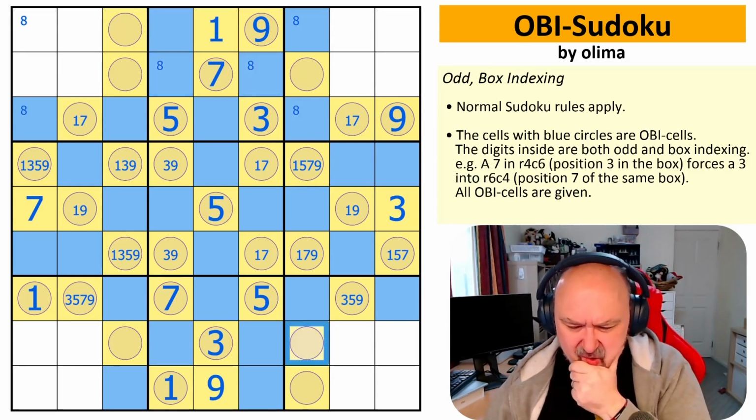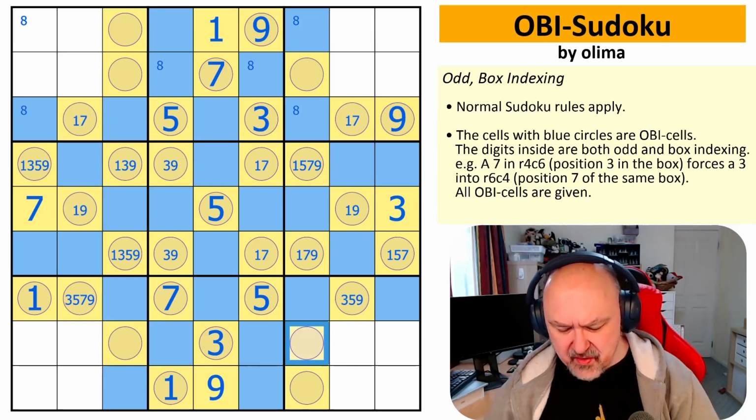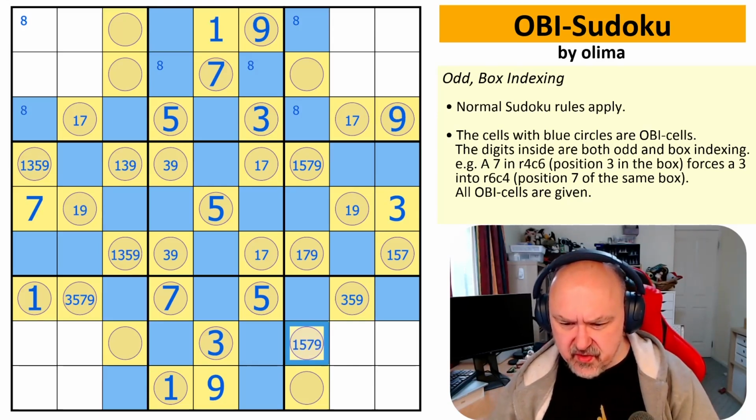Is it that I want to look at? Though there's a lot of options there. That's 1, 5, 7, or 9. Now, if this is a 1, that's a 4. That's okay. If this is a 5, that's a 4. That's okay. If this is a 7, that can't be a 7 because that would put a 4 there, but it could be a 9 putting a 4 there.